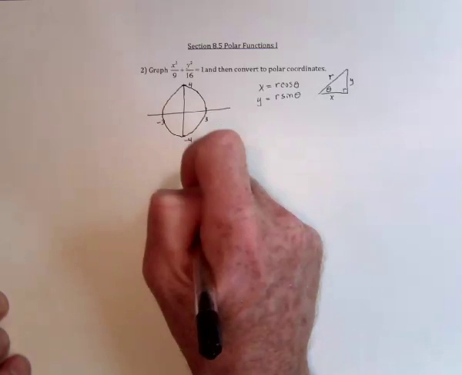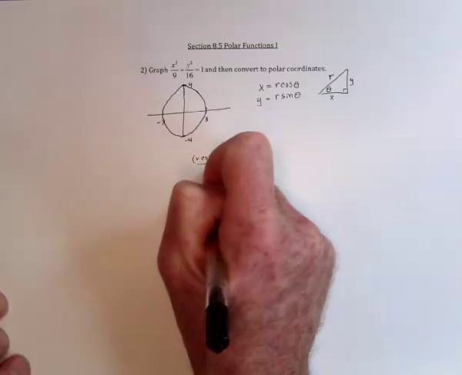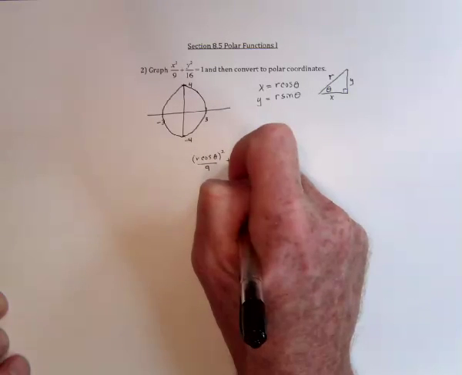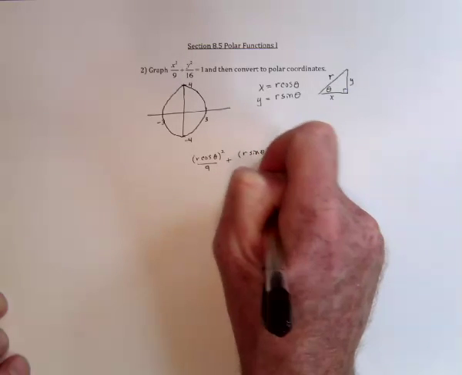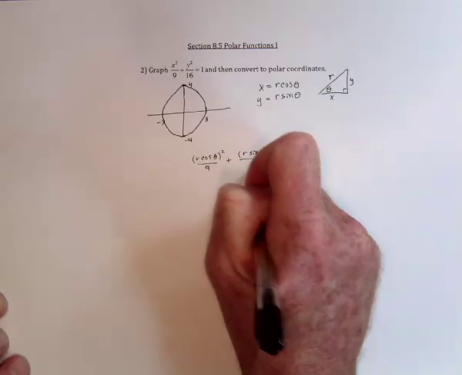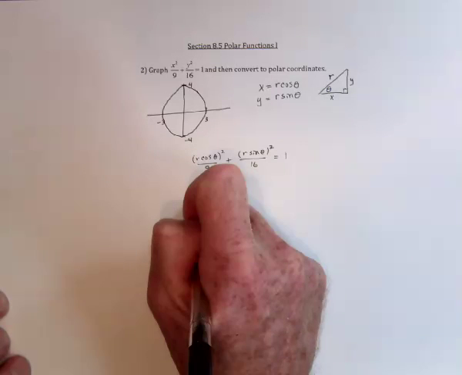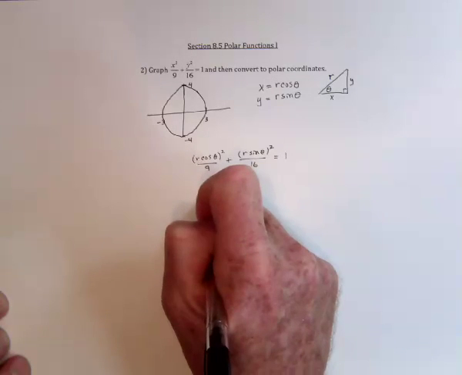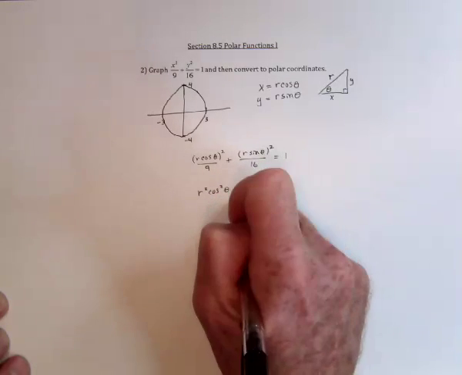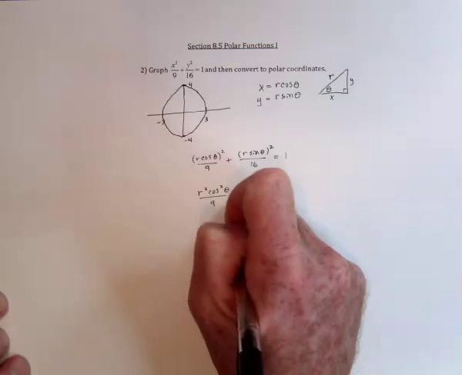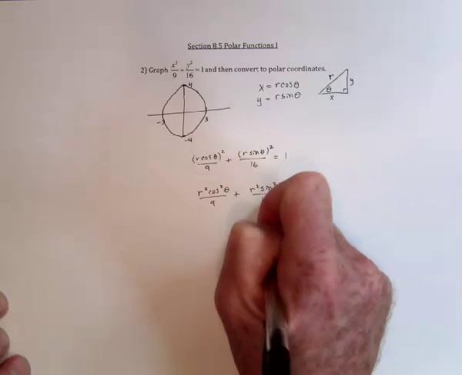So substitute those in and we'd have x squared, which is going to be r cosine of theta squared divided by 9, plus, and then y becomes r sine of theta squared, and that one's divided by 16, and then equals a 1. And so we've got r squared cosine squared and then that one's over 9. We've got r squared sine squared, and that one's over 16.